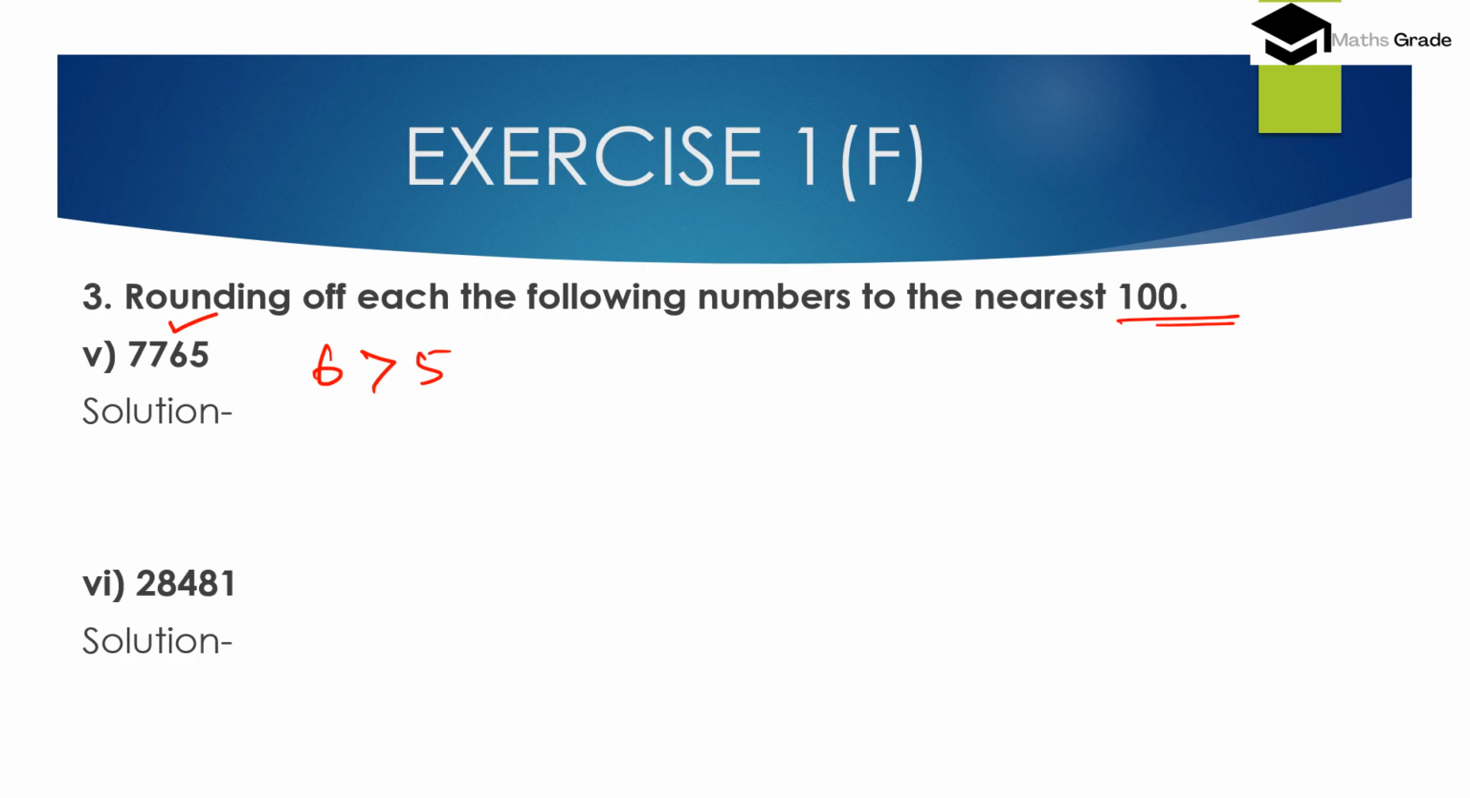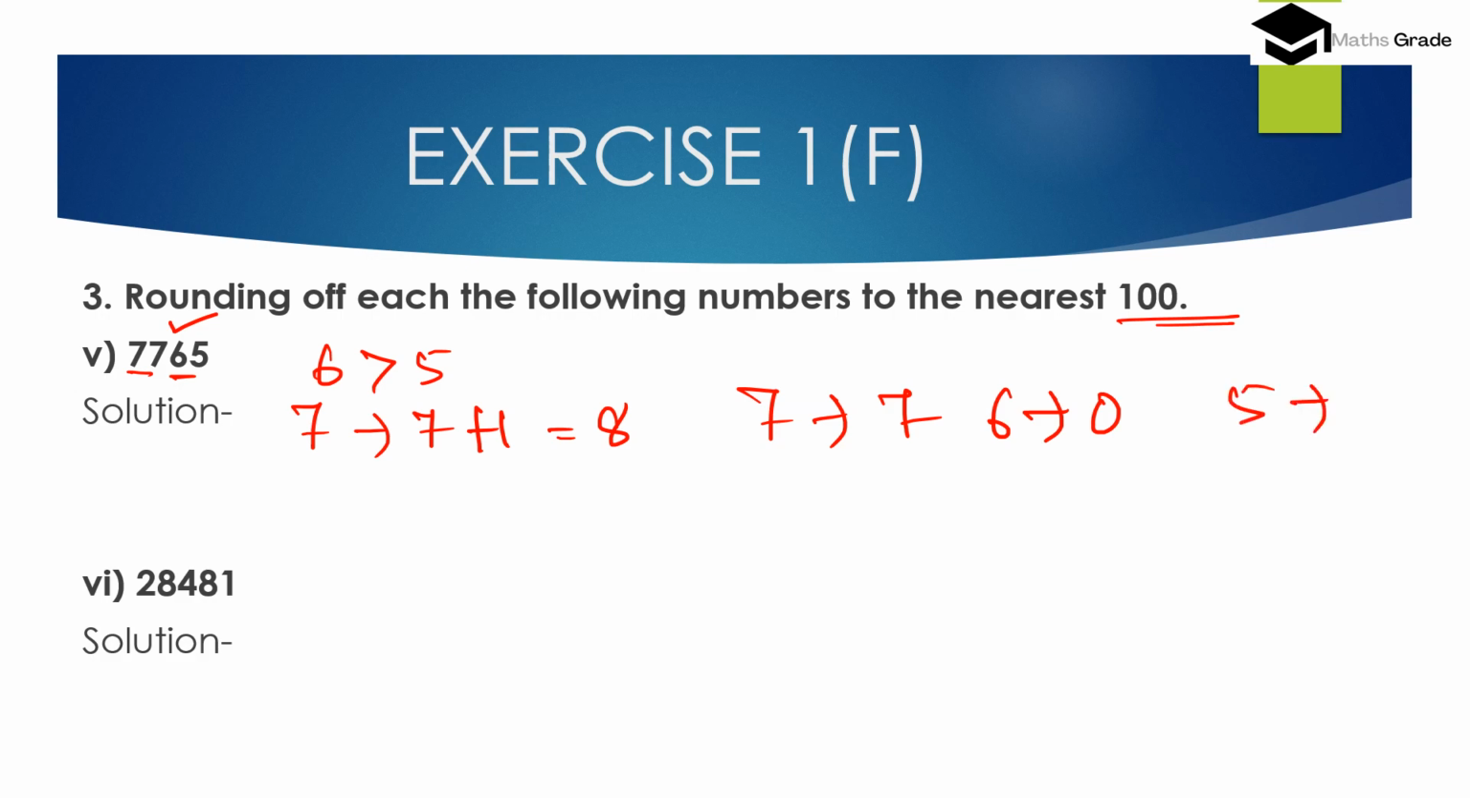Here the hundred place digit is 7. So this hundred place digit 7 changes to 7 plus 1, that is 8. And the thousand place digit, write down as it is, that is 7. And the tens place digit 6 changes to 0, and the unit place digit 5 changes to 0.